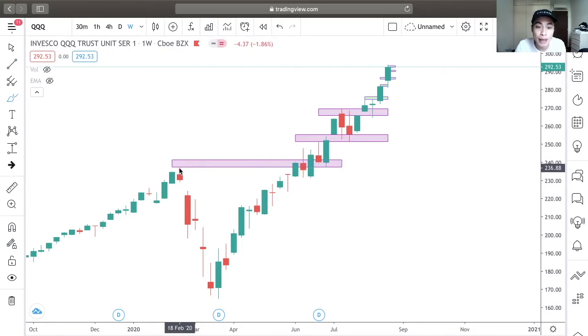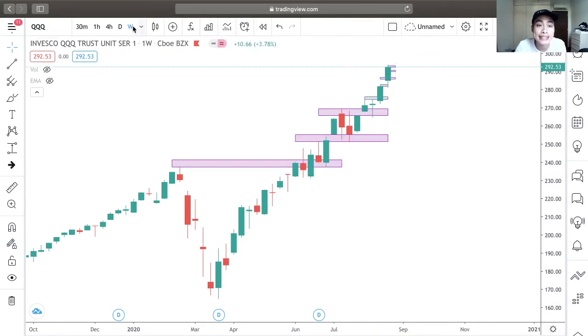This was the pre-pandemic high. So the pre-pandemic high level was around, let me get the crosshair, 237.39, and we managed to hit that level about a couple of months ago, so back in June. And then since then, we have just been moving upwards.